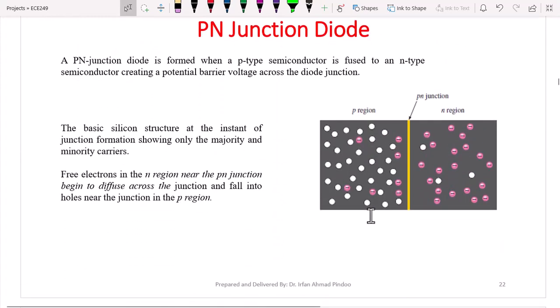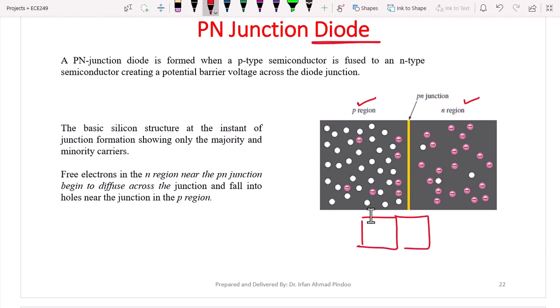Now once we understood what is p-type semiconductor, what is n-type semiconductor, then we can just combine this p and n, and we can create one very important device that is called a diode. So our next topic is the PN junction diode. It is a material that can be created by just combining the p-type and the n-type. So suppose we have p and n, and we are bringing them together.